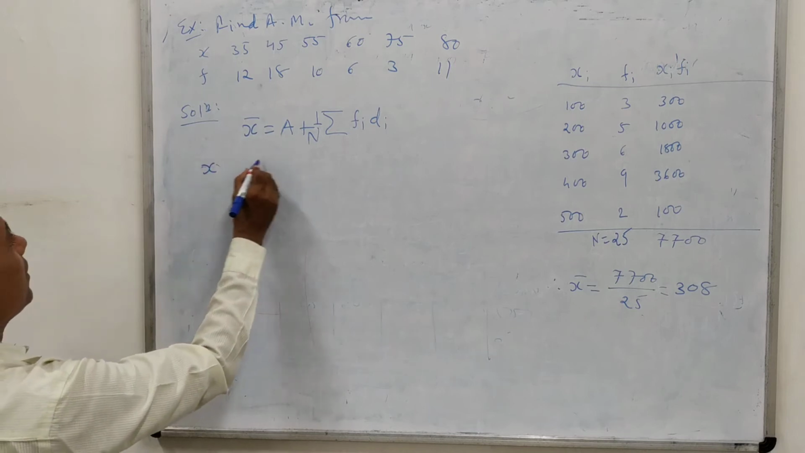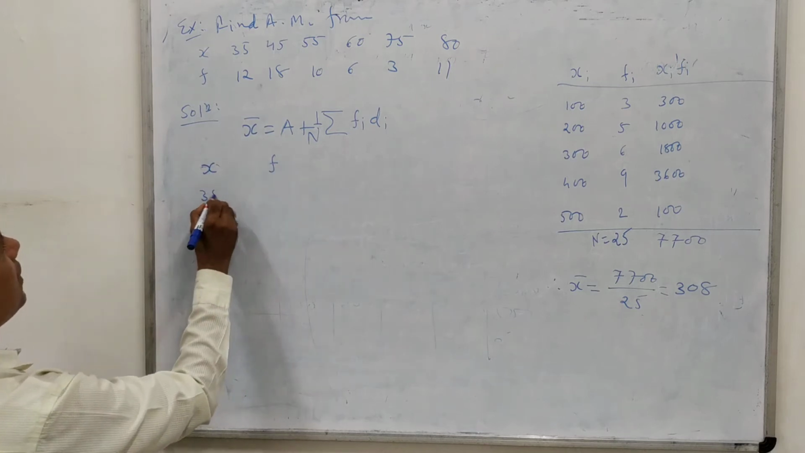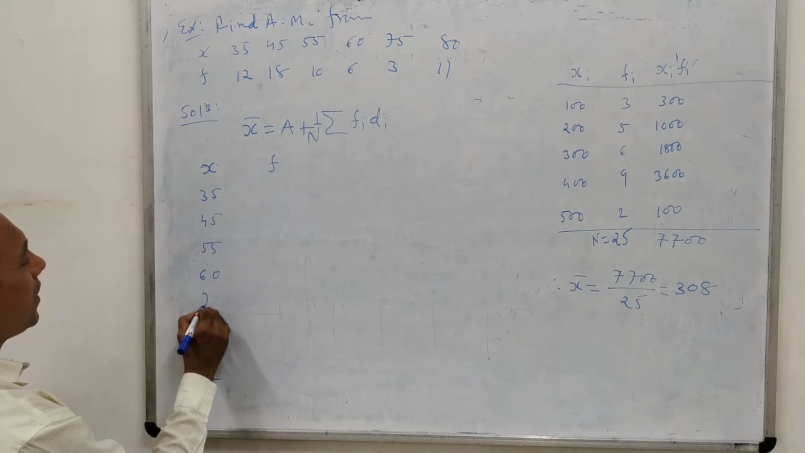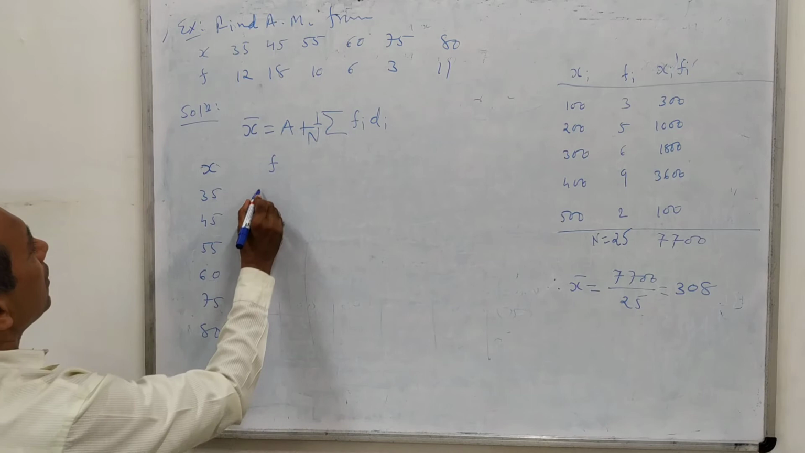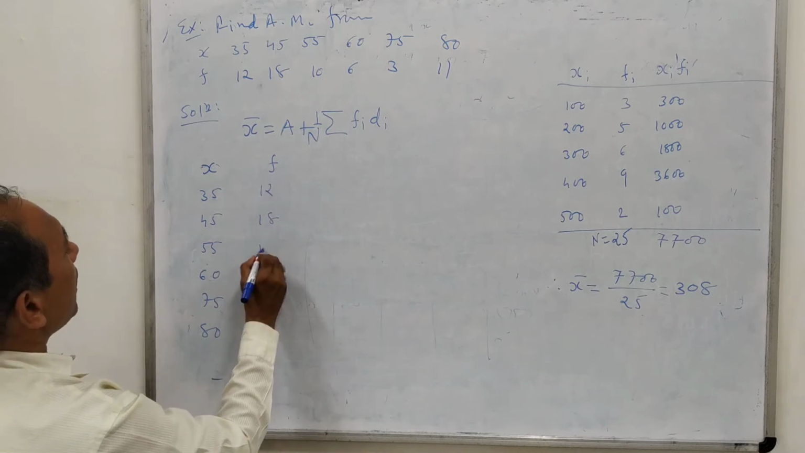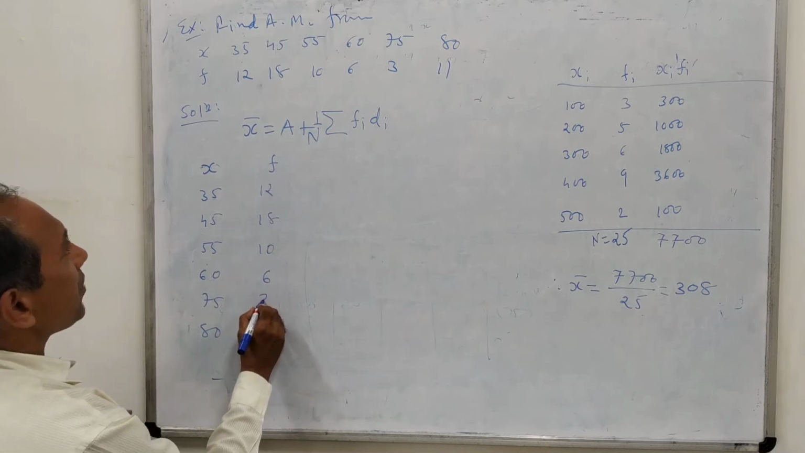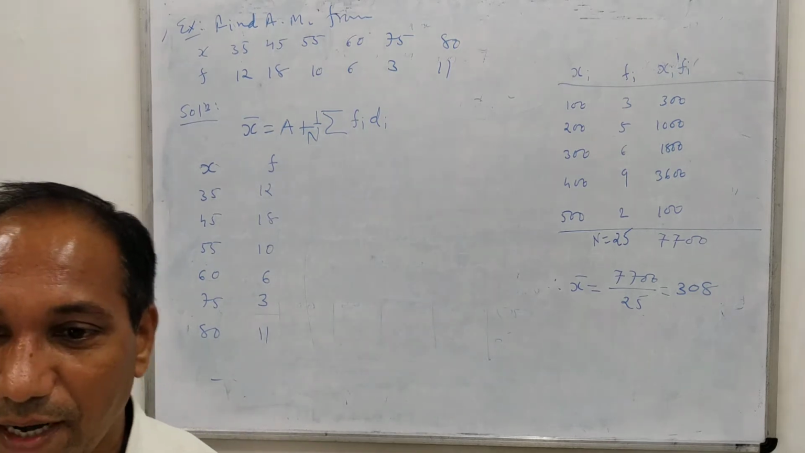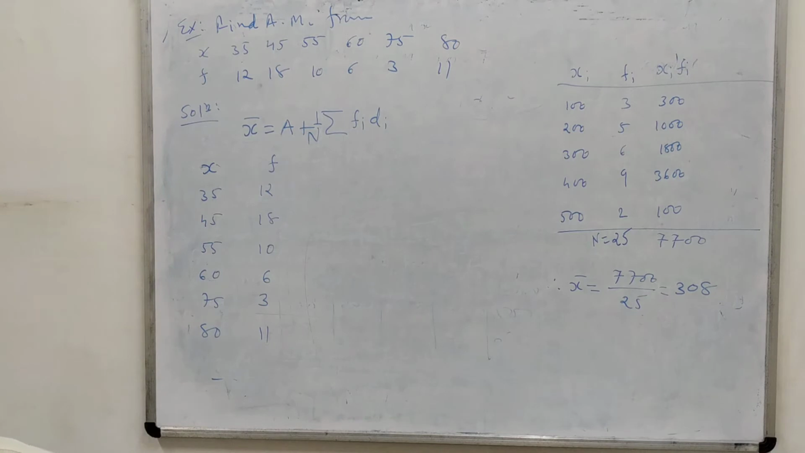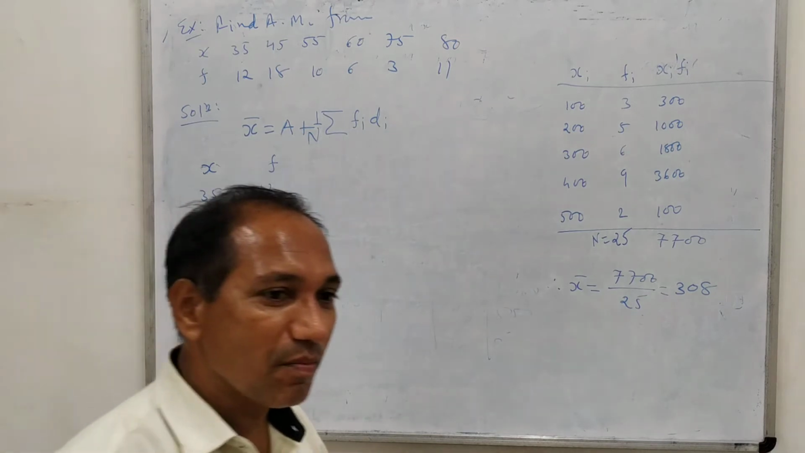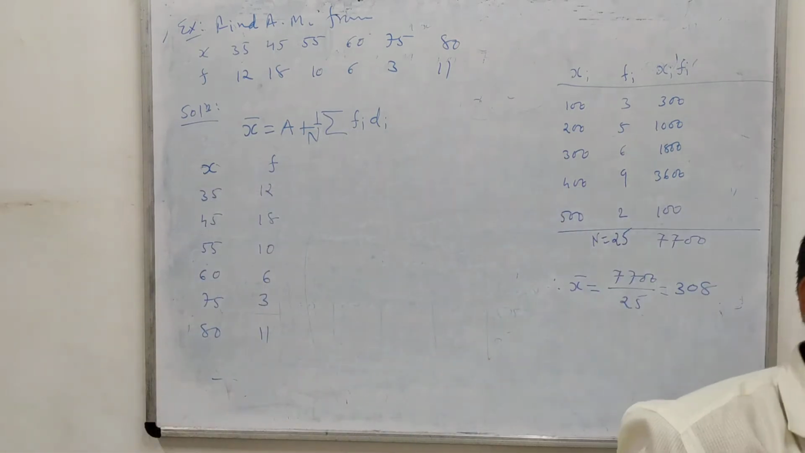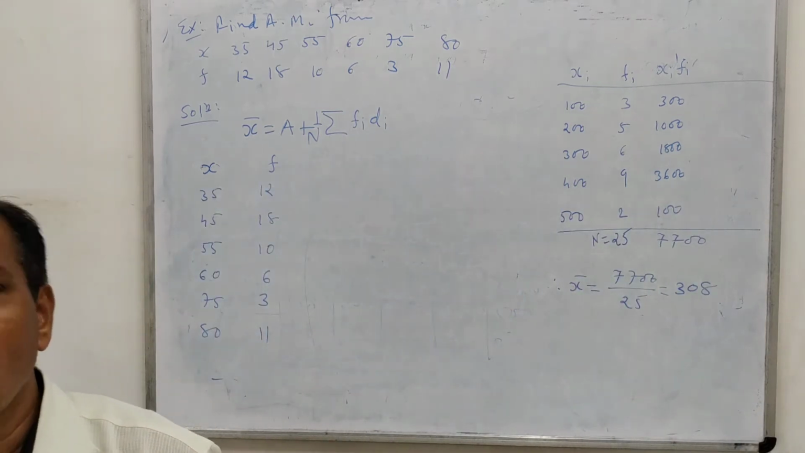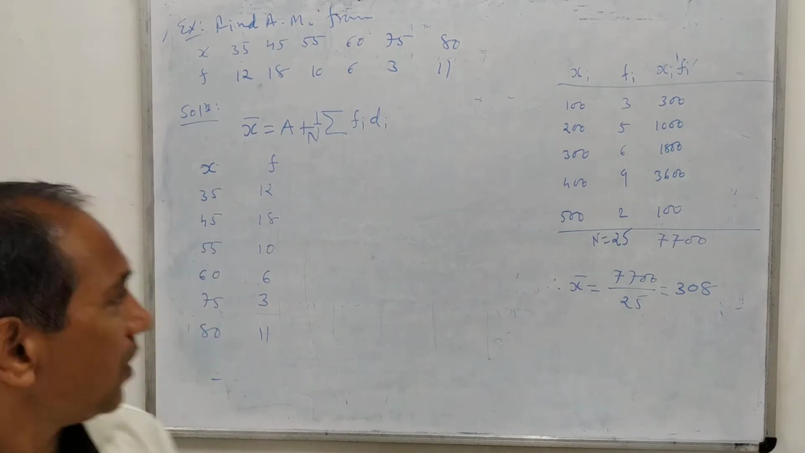So we will prepare the table x and f: 35, 45, 55, 60, 75, 80, where f is 18, 10, and so on. After getting practice, you will see the examples are very simple, but practice is very much required, because all these solutions are based on simple calculations. But if you get practice, then you can perform the calculations very fast.